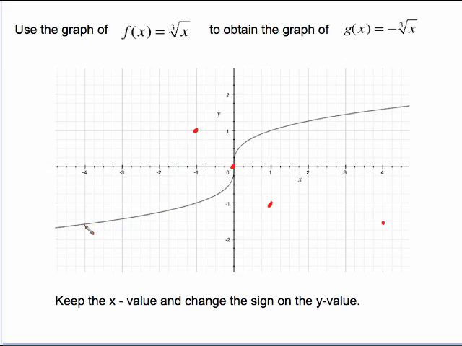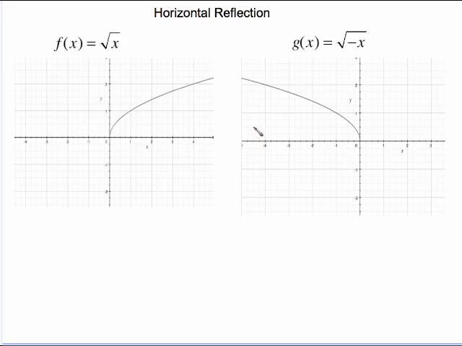Same thing over here, this is about negative 1.5, it's going to go up to about positive 1.5. And then connect this up, and you can see that this is just taking this and flipping it over the x-axis. Now there's also something called a horizontal reflection.